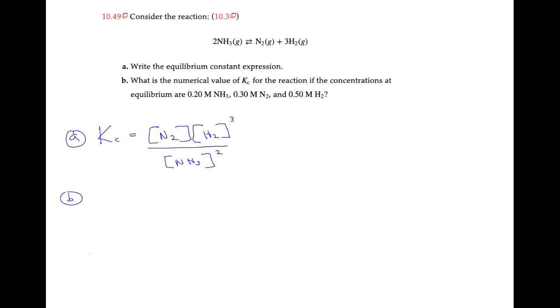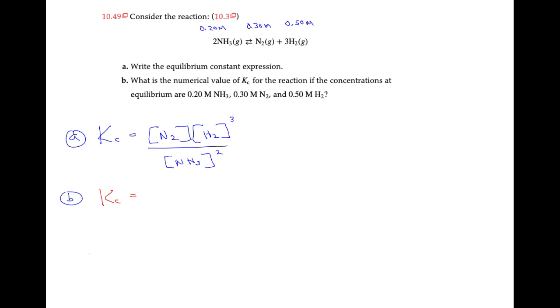And then in part B, it says, what is the numerical value for the equilibrium constant for the reaction if the concentrations at equilibrium are 0.20 molar ammonia, 0.30 molar nitrogen, and 0.50 molar hydrogen. So all I have to do is plug those numbers into my equilibrium constant expression.